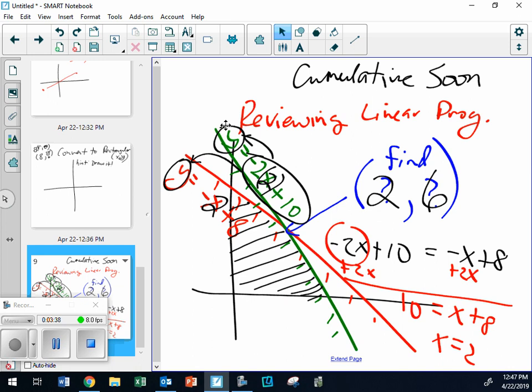Why does that matter? Because then people think an answer like this could be one of the points that is the right answer. But why couldn't that point be the right answer?